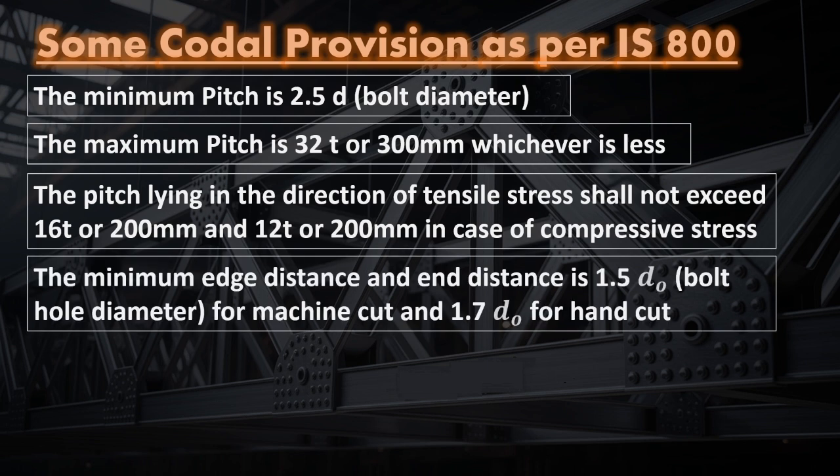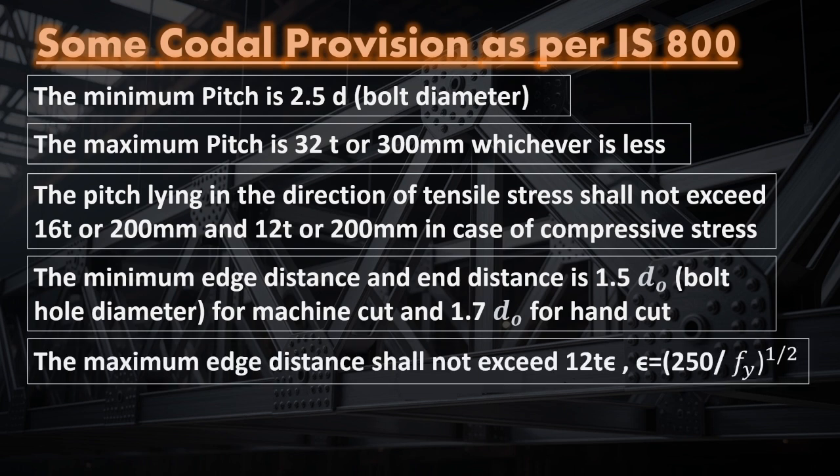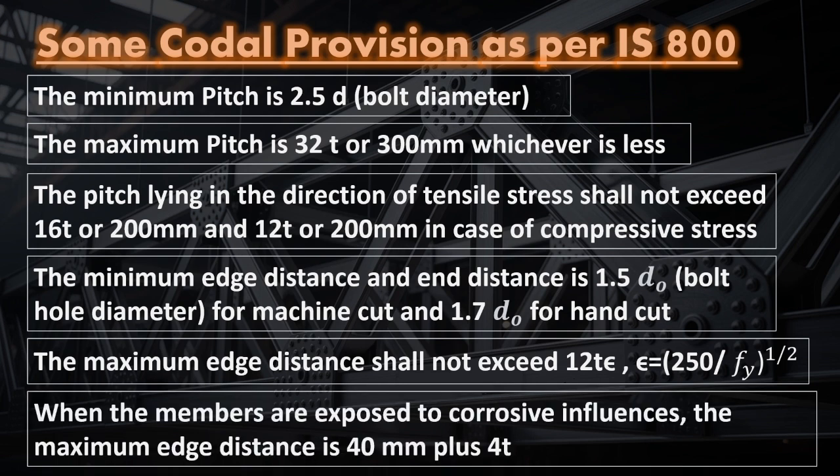The minimum edge distance and end distance is 1.5 d0, where d0 is the bolt hole diameter, for machine cut and 1.7 d0 for hand cut. The maximum edge distance shall not exceed 12 T epsilon. Epsilon is root of 250 by yield stress. When the members are exposed to corrosive influences, the maximum edge distance is 40 millimeters plus 4T.